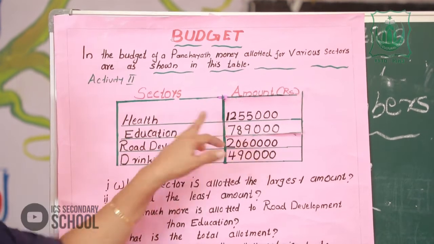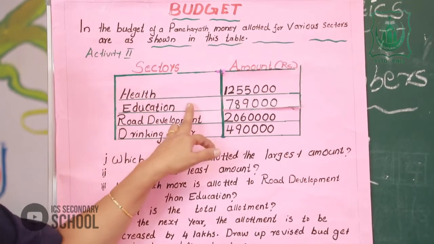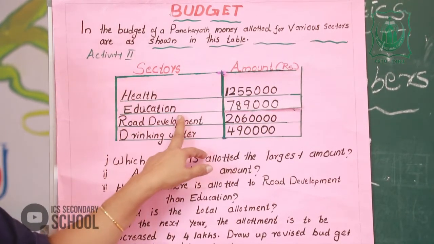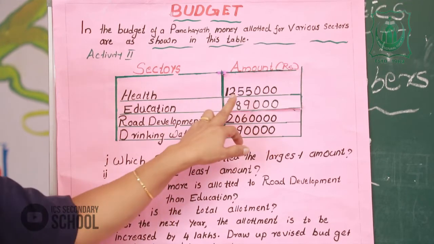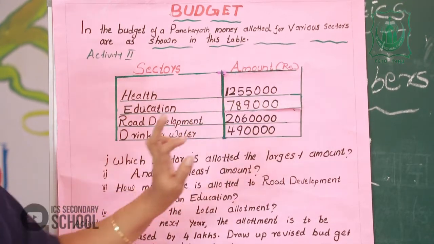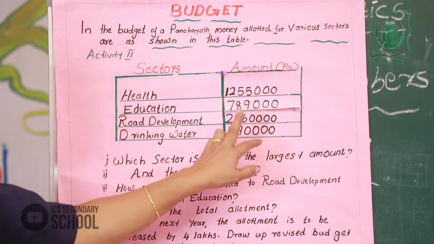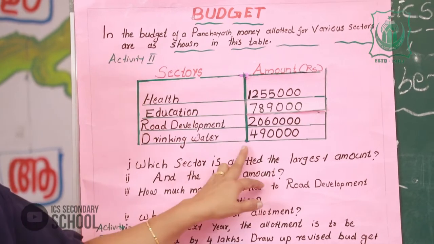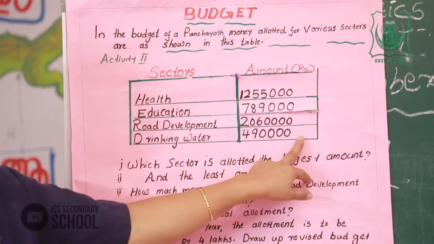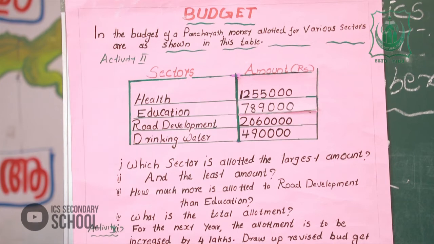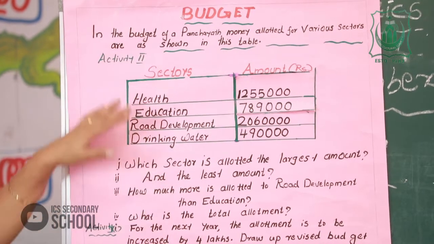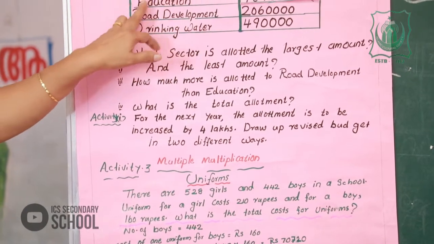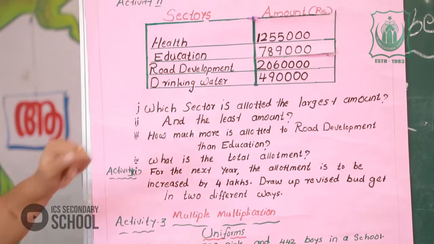Allotted money: health department 12,55,000, education department 7,89,000, road development 20,60,000, and drinking water 4,90,000. Okay, got it? The Panchayat allotted money to four sectors: health, education, road, drinking water.